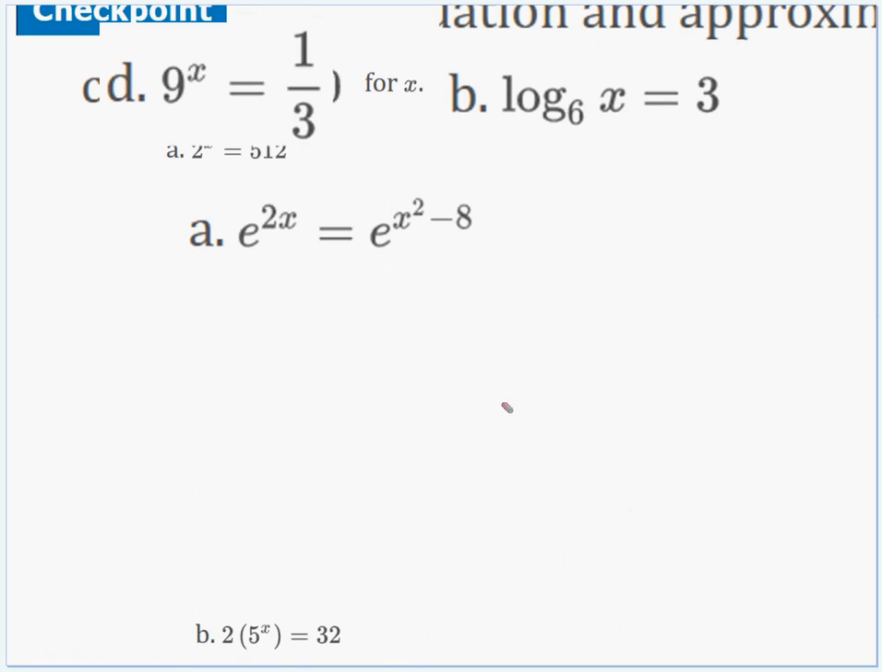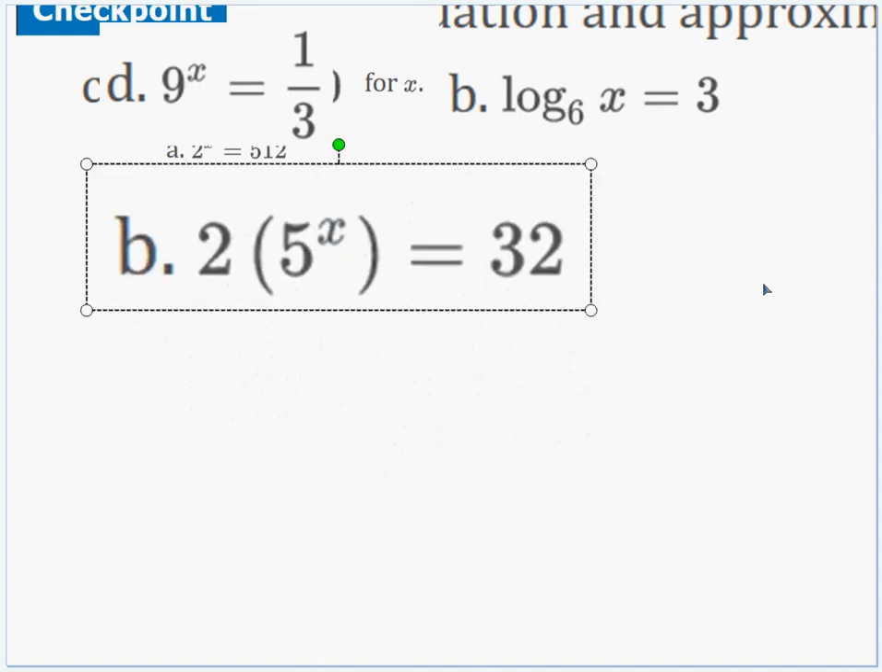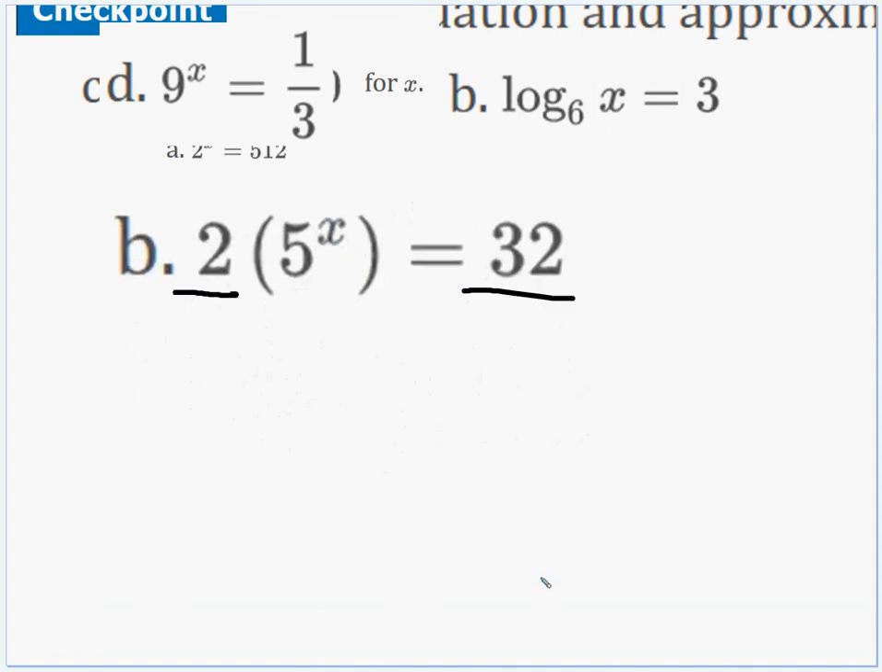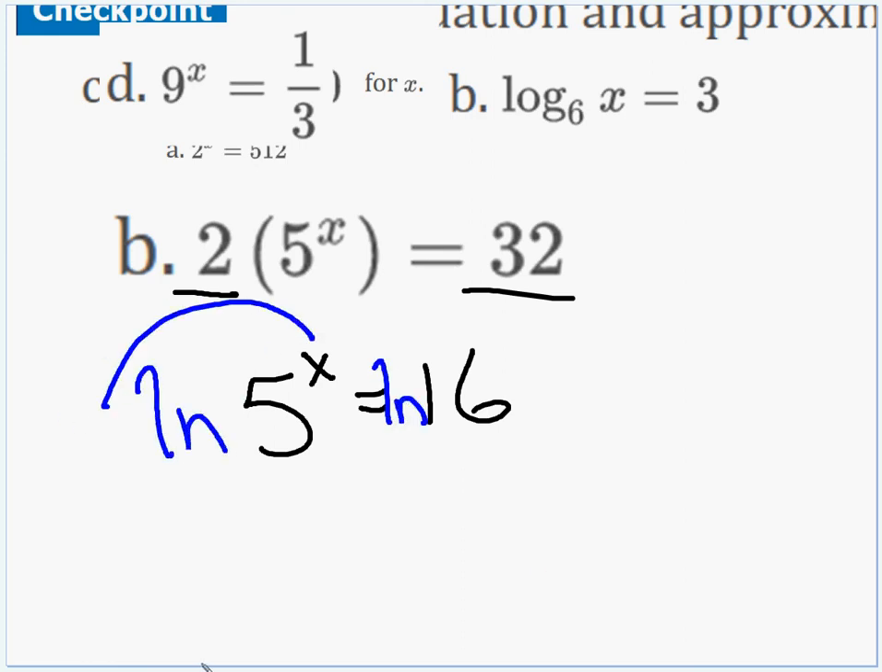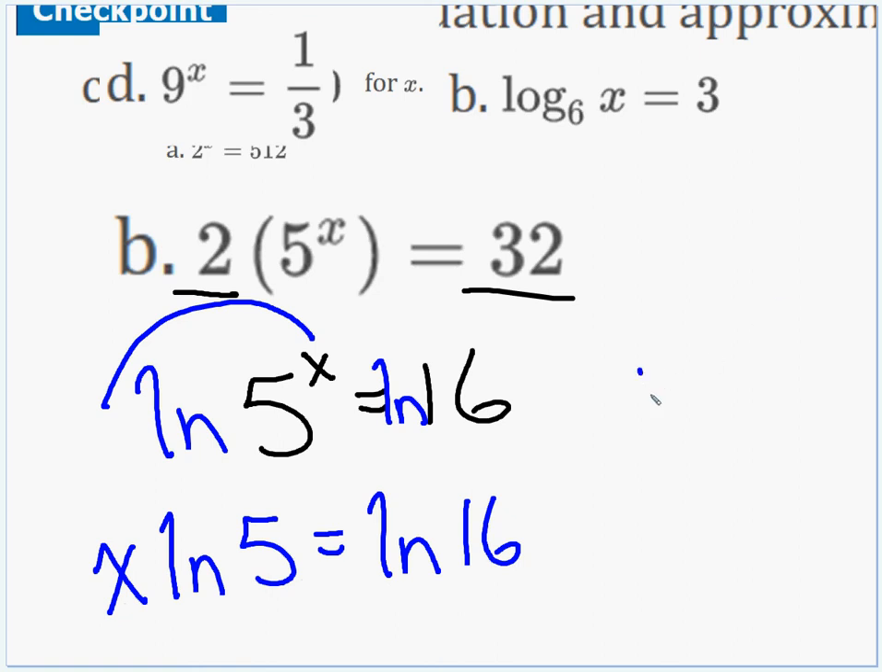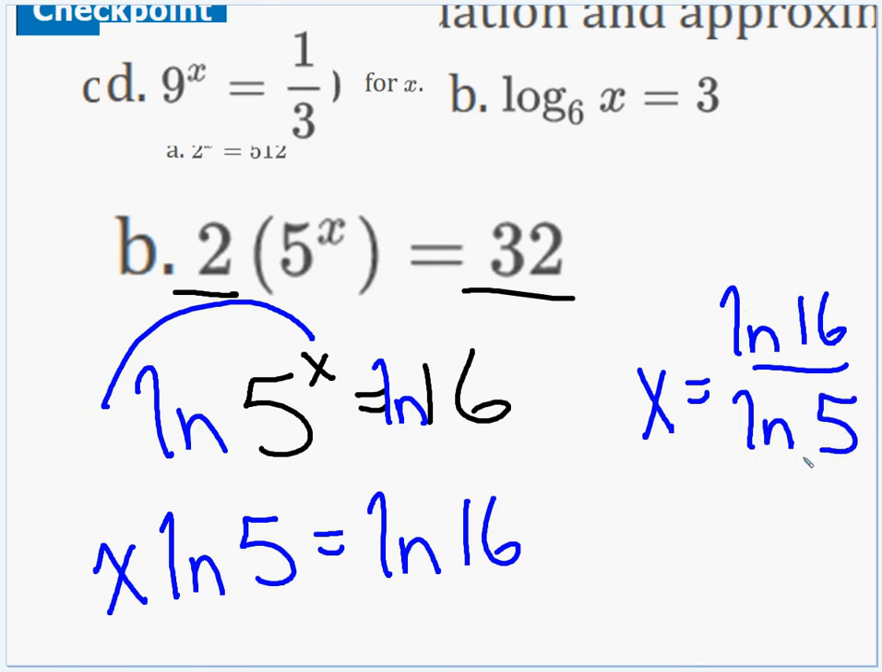And let's see the last one here. This we'll probably have to take to a decimal, just like in the example. So first off, we can divide both sides by 2. And now we've got 5 to the x power equals 32 divided by 2, which is 16. And now, we could log base 5 each side, or we could take the natural log of each side. I'm just going to do the ln of each and bring the exponent down. So now it's x times nat log 5 equals nat log 16. Divide both sides by nat log 5: x equals the natural log of 16 over the natural log of 5.